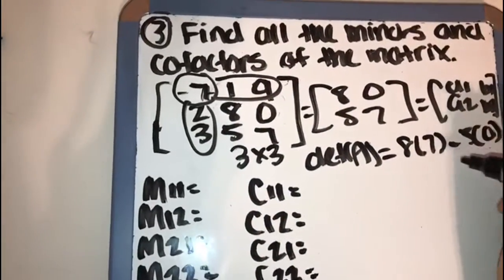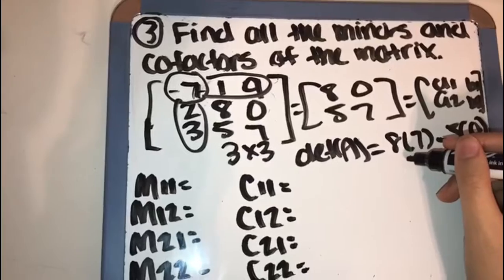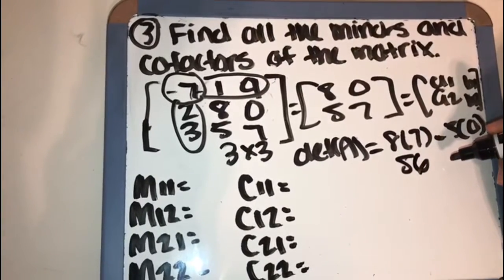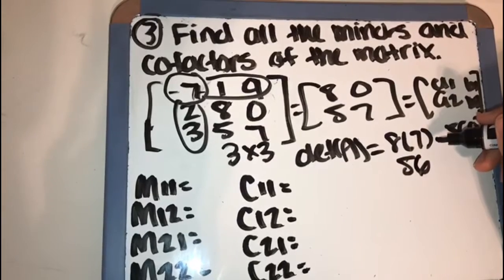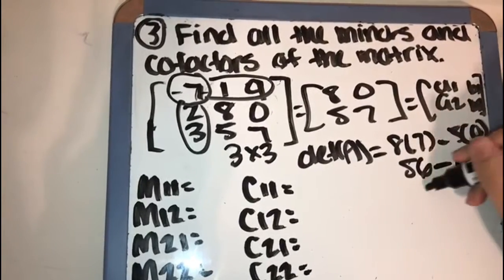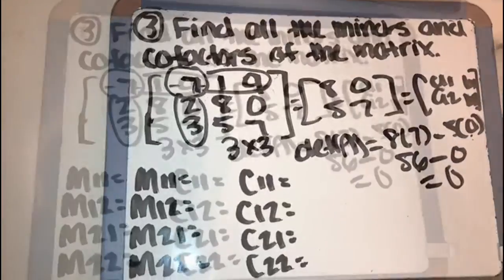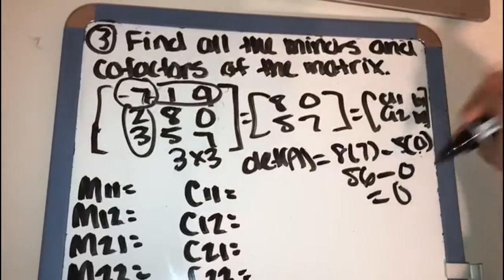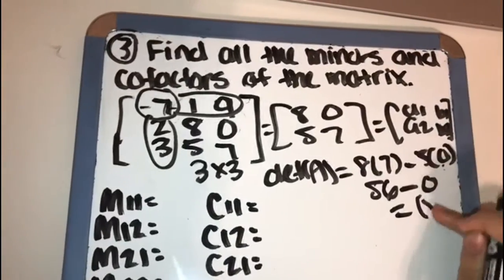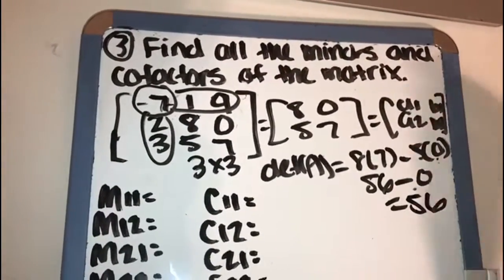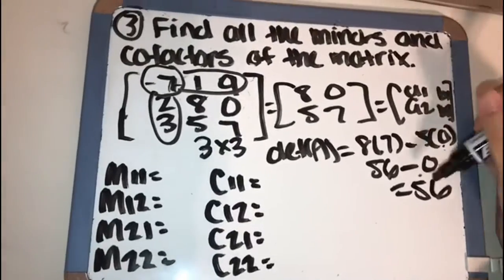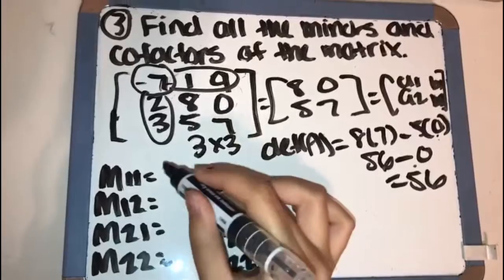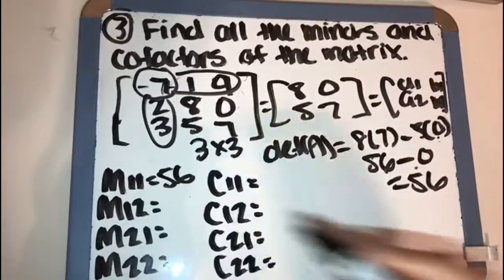So 7 times 8 is 56. So 56 minus 0 is basically equal to 56, right? Okay, sorry about that. I don't know what happened, I was thinking multiplication. It's 56. So that means that the minor 11 is 56.